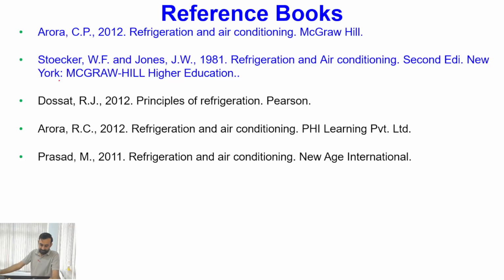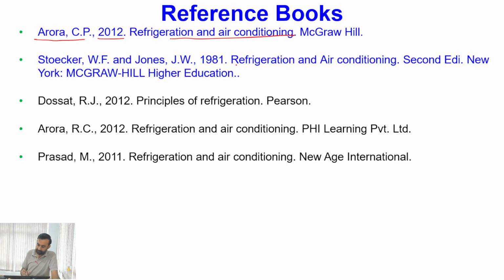Now if we talk about reference books, there is CP Arora, Refrigeration and Air Conditioning. This book was actually written long back, sometime in 1984, but we will be referring to the third edition, which came in 2012. CP Arora was a professor in the Department of Mechanical Engineering at IIT Delhi, and he was the first PhD in engineering from IIT Delhi.